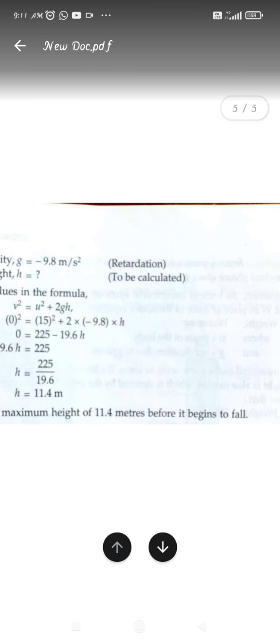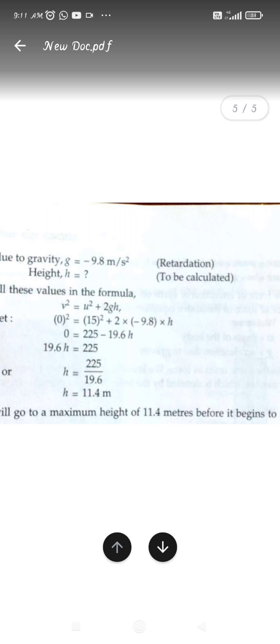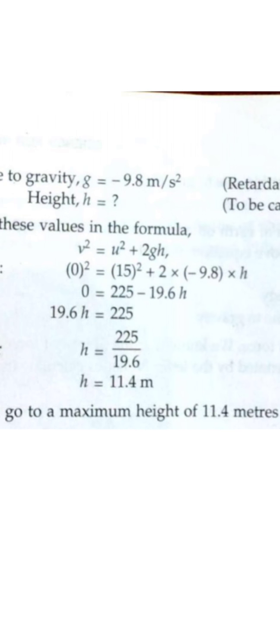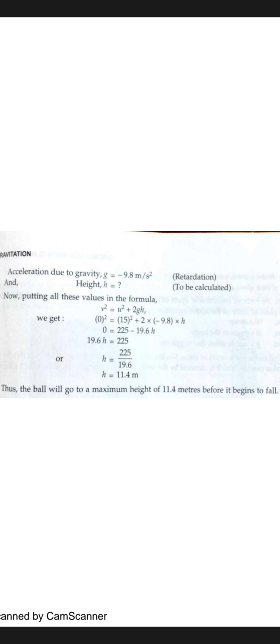Here you can see the value, 225 divided by 19.6, which is 11.4 meters. So we can say that the ball attains a height of 11.4 meters. Before beginning to fall, that means the maximum height covered by the ball in the vertical direction is 11.4 meters. So this is the value of h.